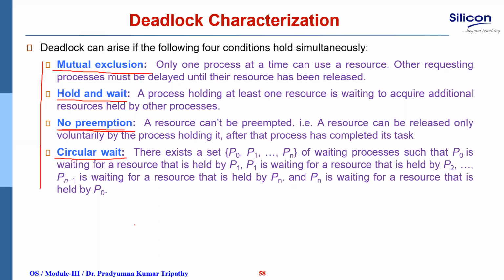So no preemption says a resource cannot be preempted. If this condition is there, what will happen? The processes are waiting for each other and we cannot forcibly take out the resources from the process. In the library example, suppose the librarian comes and forcibly snatches the book from somebody and says you deposit first, then make a request. If he can forcibly preempt the resource, then the deadlock could have been broken.